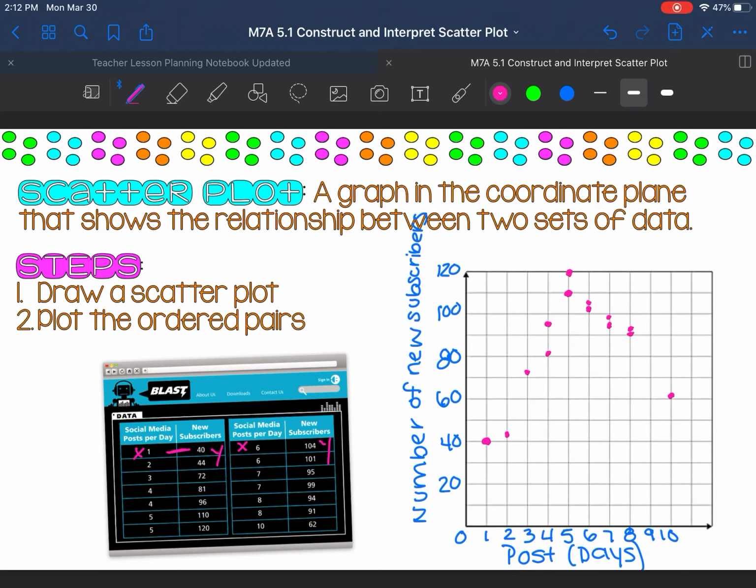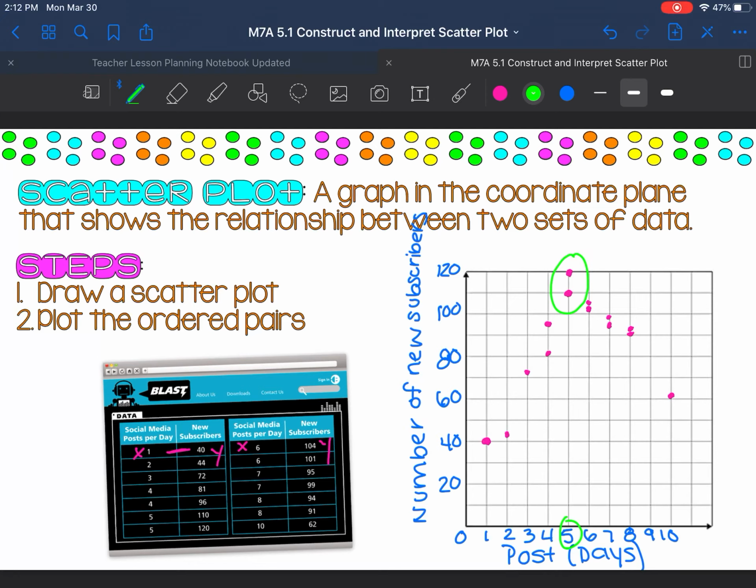So if you're looking at this and you're kind of analyzing it, interpreting it, you're kind of saying, all right, well, it kind of looks like you get the most right here. That 5 days. You know, 5 posts a day might be the golden number for BLAST. So good job, guys. That is how we plot it.